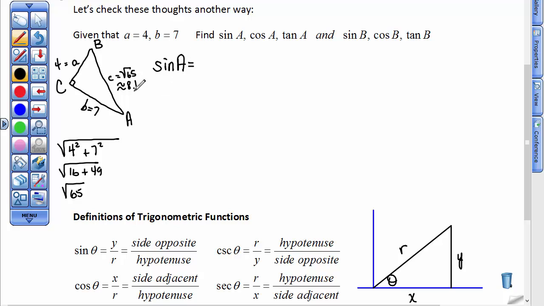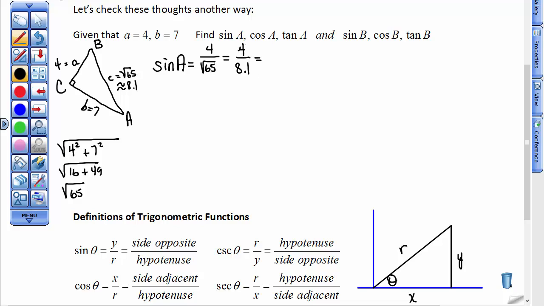So the sine of angle A is the side opposite over the hypotenuse. The proper way is 4 over the square root of 65. But not quite proper because I'm not rationalizing the denominator. I left a radical in my basement. I'm not going to worry about that right now. Another way you could write it is 4 over 8.1, because that is the square root of 65.